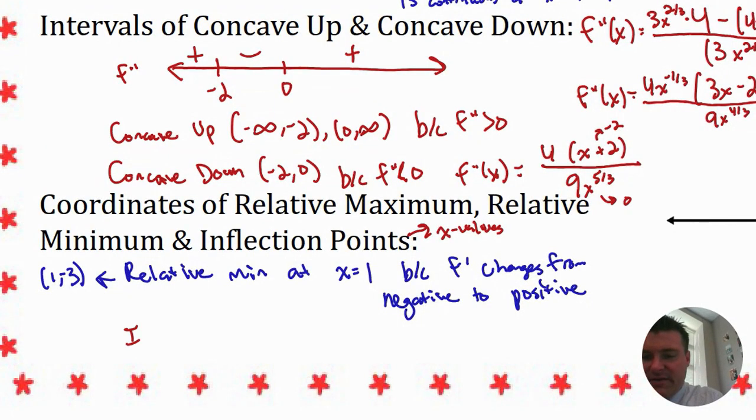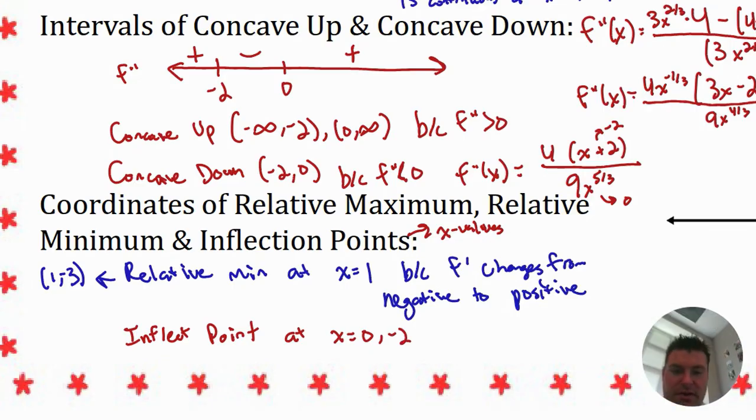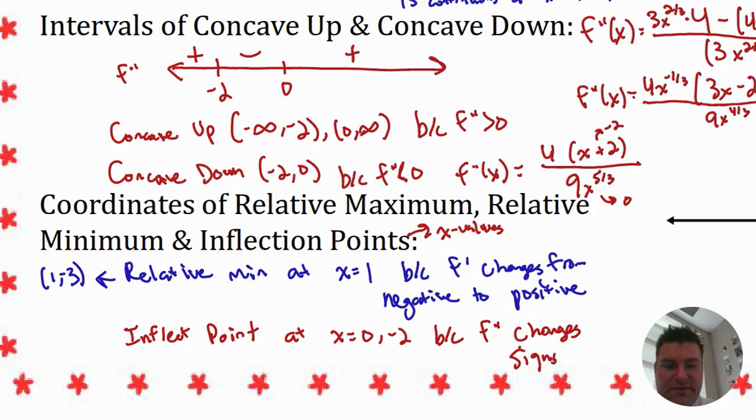So I have an inflection point at x equals 0 and negative 2. I guess I should have gone in order there. Who cares? Because f double prime changes signs, we make sure that we have a point of inflection because we're changing signs.